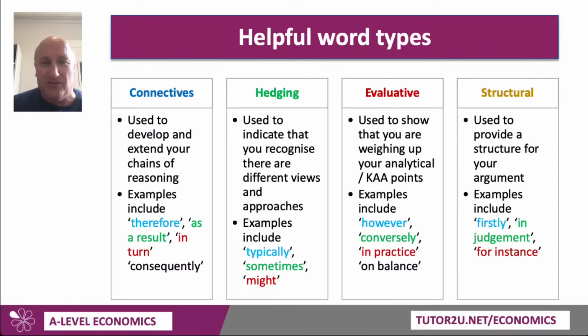Connectives are hugely important in building chains of reasoning. So, therefore, as a result, consequently, in turn, just those phrases help to build connectives. They're little tiny things, but they do make a difference. Hedging words are used to indicate that you recognize there are different views, viewpoints and perspectives in economics. So typically, sometimes, might. The word might instead of will and must is essential.